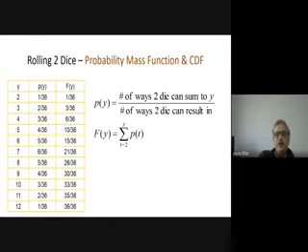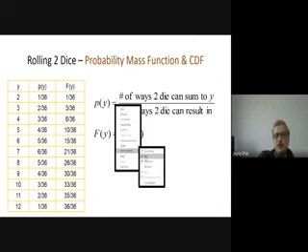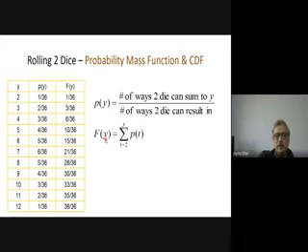And F(y), the cumulative distribution function, is the sum of the probabilities up to y. Our outcomes are from 2 to 12. Say I'm looking for F(4): we have to add the probability of 2, the probability of 3, and the probability of 4, so here it is 6 by 36. So it is the sum up to y, the cumulative probability up to that stage.